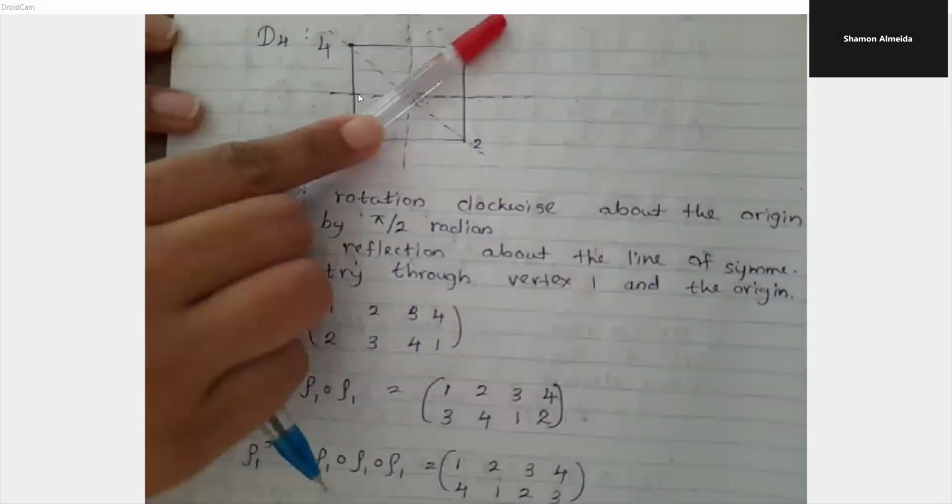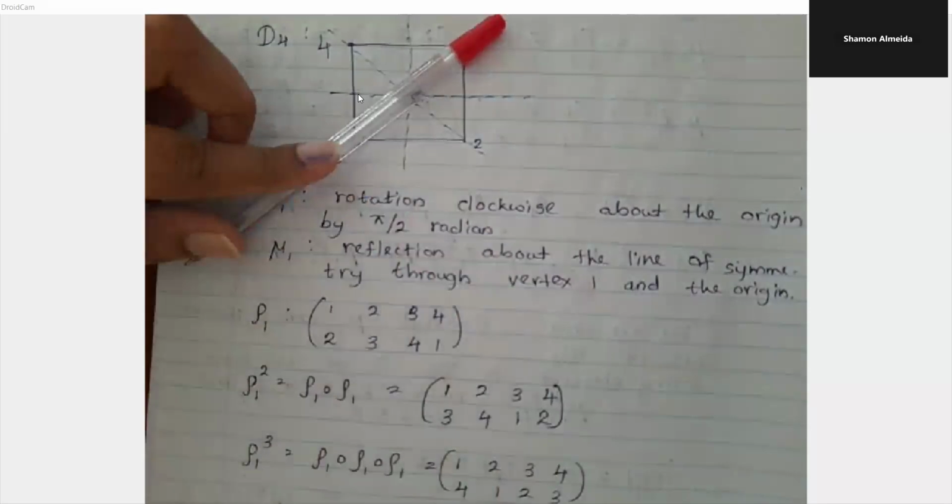Now let's go to mu1. Mu1 will be the reflection about the line of symmetry through vertex 1 and the origin. So let's go with mu1. We have 1, 2, 3, 4. We want to see where it goes. If you go back and look at the reflection, the line of symmetry we are talking about is the line through 1 and the origin, or in other words, the off diagonal, the line that goes through 1 and 3. So you hold this square by this line and reflect it.